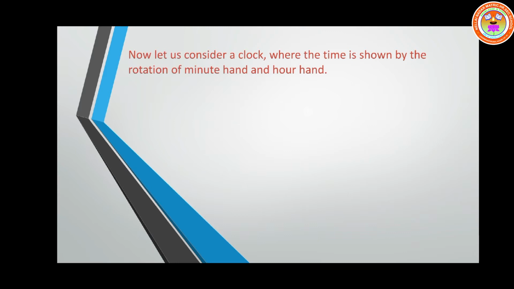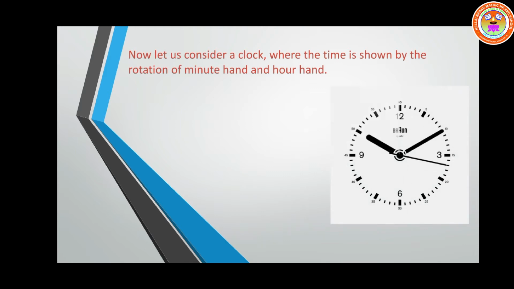Now let us consider a clock where the time is shown by the rotation of the minute hand and the hour hand. As you can see, you have the minute hand and the hour hand. Now the minute hand and the hour hand of a clock form an angle. Both the hands make an angle. Now let us learn the angles formed by the rotation of the hands of the clock.